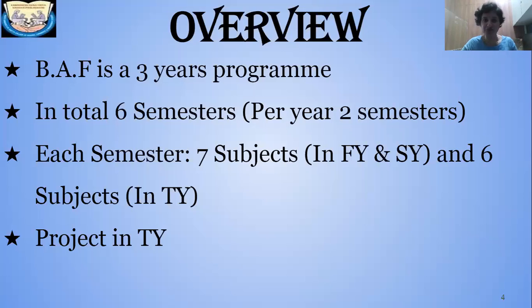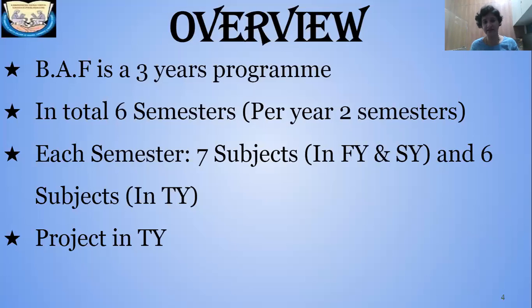Now, coming to BAF, it is a 3-year program. In total, there are 6 semesters in 3 years. Per year, there are 2 semesters, because you are used to the annual system, but BAF is a semester system. So in the first year, you will have 2 semesters, and in each semester, you will have 7 subjects. I repeat, each semester, you will have 7 subjects, in FY and SY. And in TY, there will be 6 subjects along with the project.